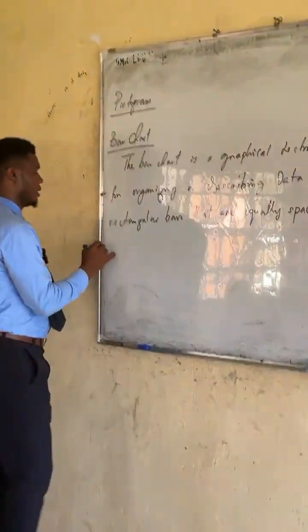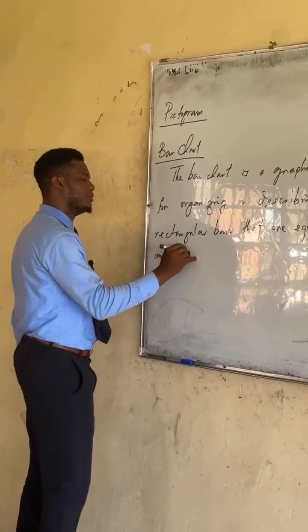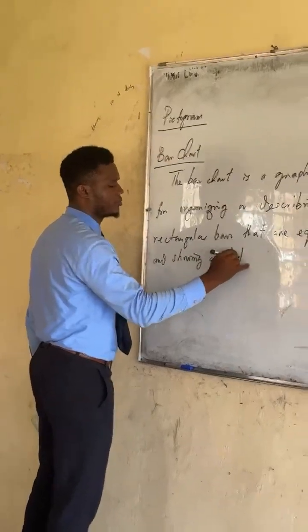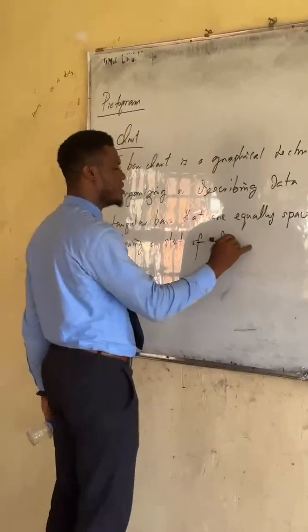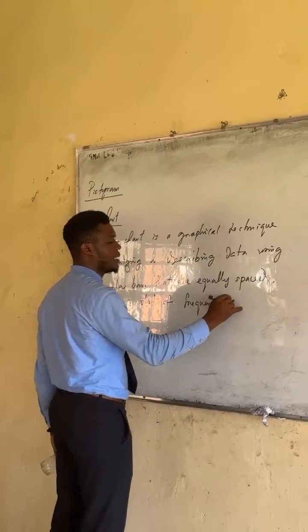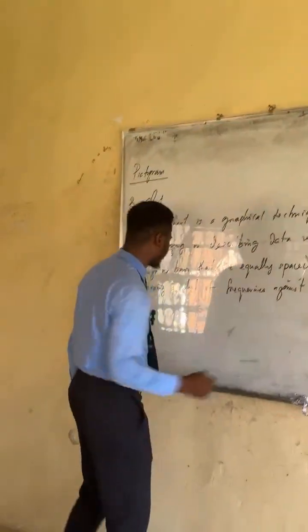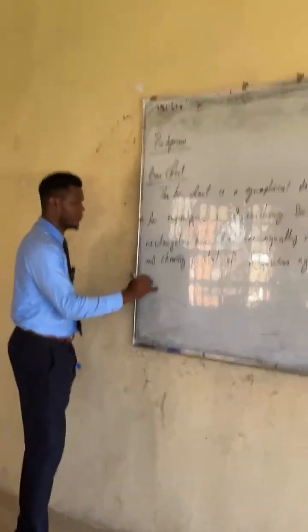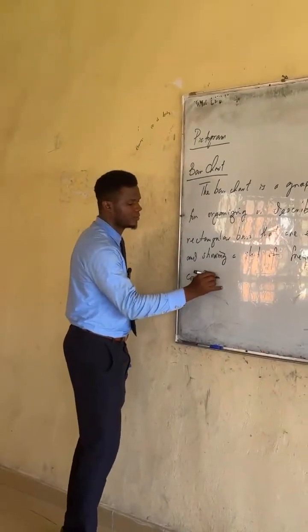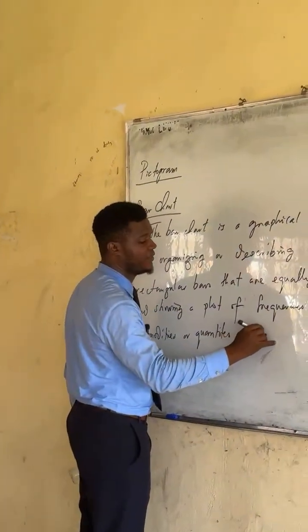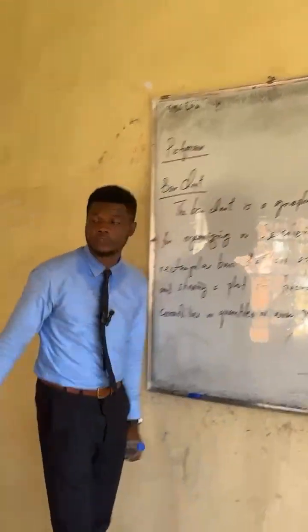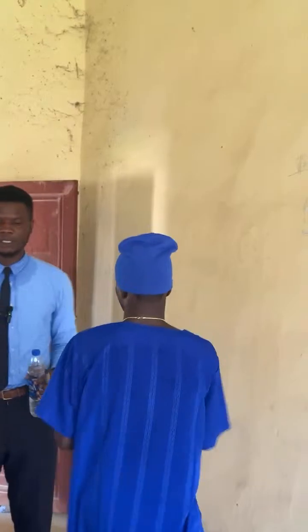comma, and showing a plot of frequencies against commodities or quantities or even time. Full stop. I'm going to explain. Now, I don't want us to waste any time on any of these things, so please, I'm going to be very fast about my explanations.